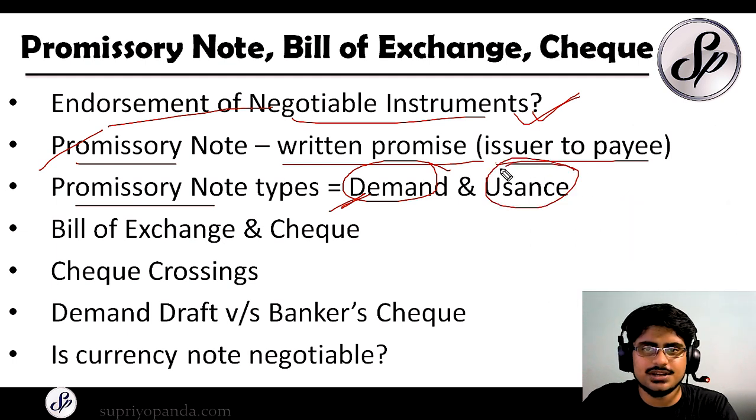So usance promissory note means that there is some time frame, some time period after which you can make the payment. So you get some time to actually pay back the money whenever it is called for. So that is called the usance promissory note. So that is the main difference.